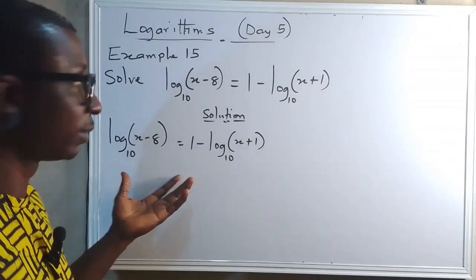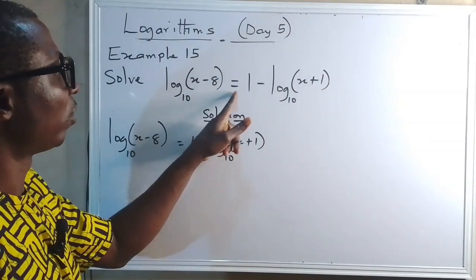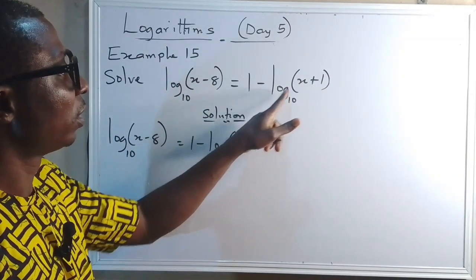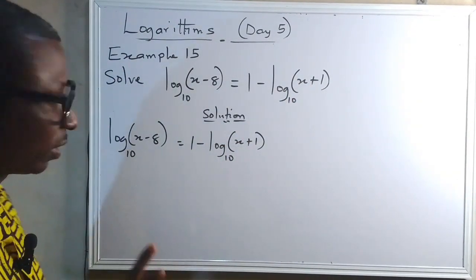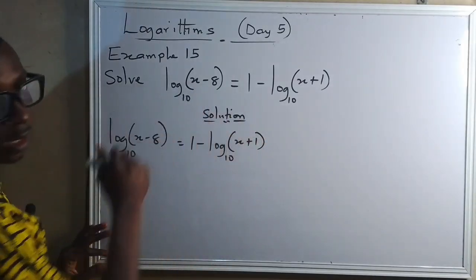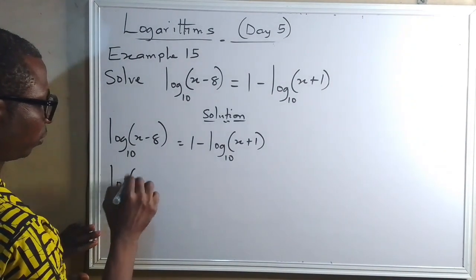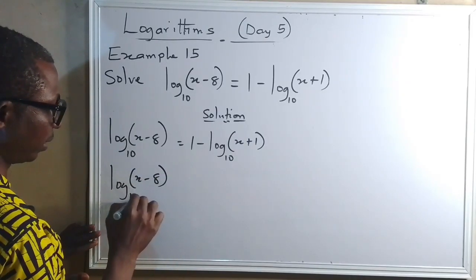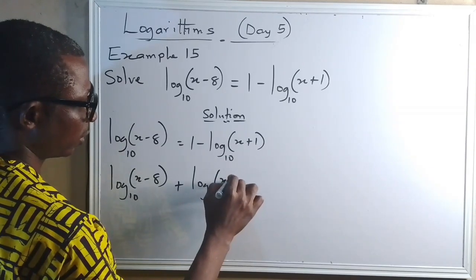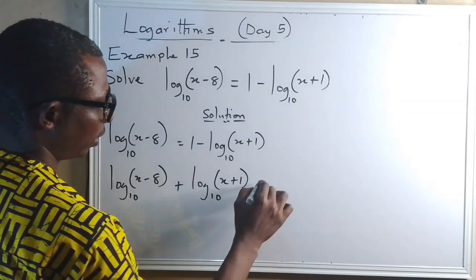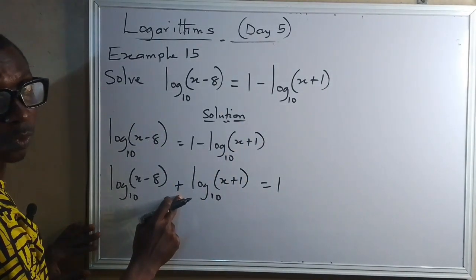Example 15. Solve log (x minus 8) base 10 equals 1 minus log (x plus 1) base 10. Now, how do we do this? The first thing, I'll move this logarithm here. I'll collect the like terms. So this equation turns to log of (x minus 8) base 10 plus log of (x plus 1) base 10 equals 1. All right, you know, when this comes here, the sign changes to plus.